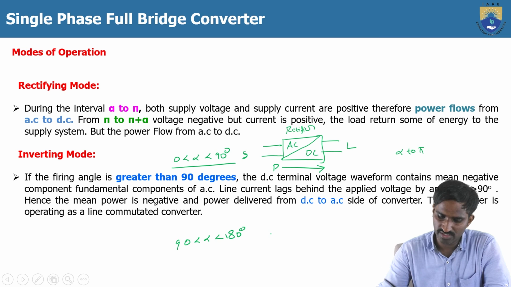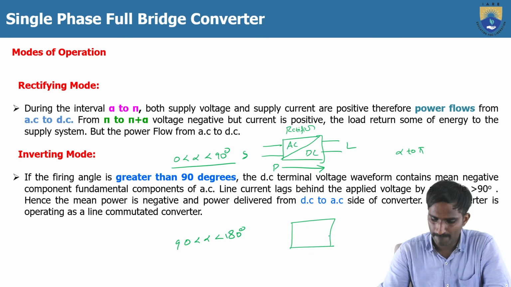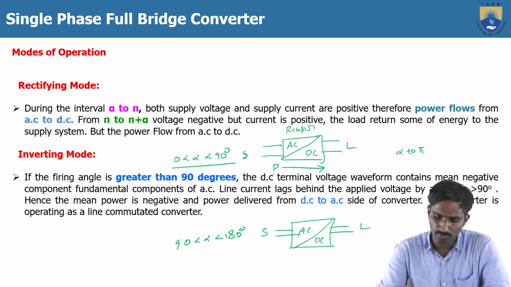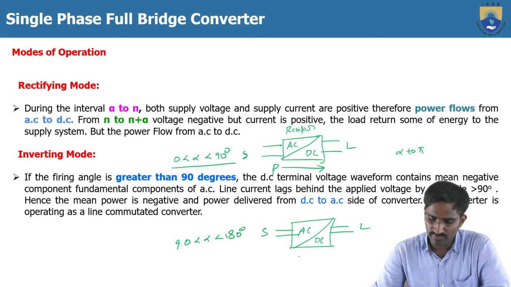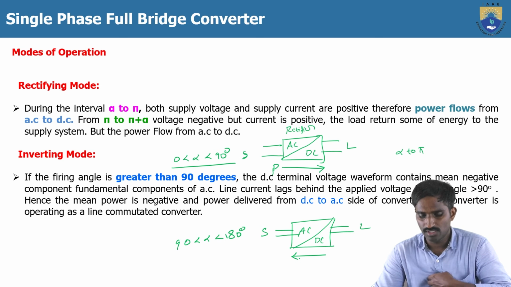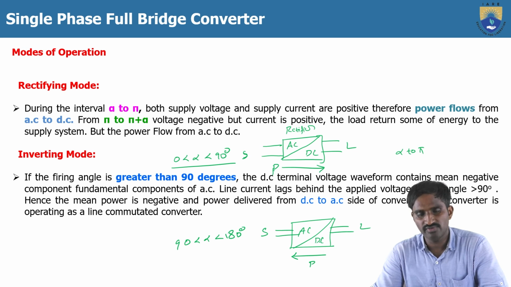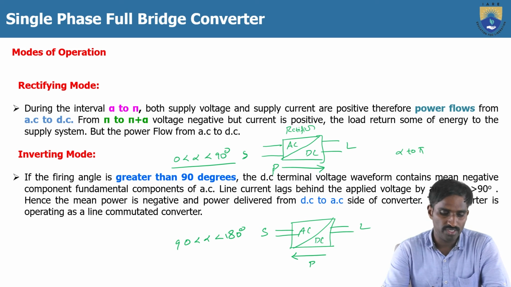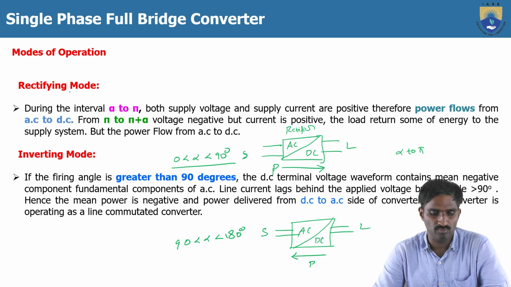Here also, let me consider it is a rectifier, AC and DC. This is source and this is load. But in this case, power is negative, which means it is in the opposite direction to the positive power. So from here it flows in this way. This is the direction of the power, which means from DC to AC. So what is meant by DC to AC? A converter which is converting from DC to AC is nothing but an inverter. That's why the full bridge converter can operate in the rectifier mode as well as the inverting mode.